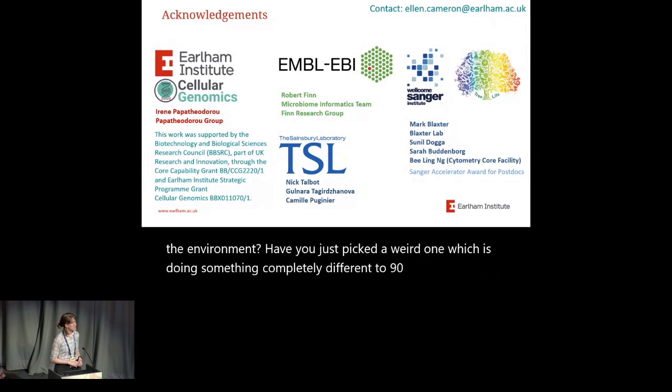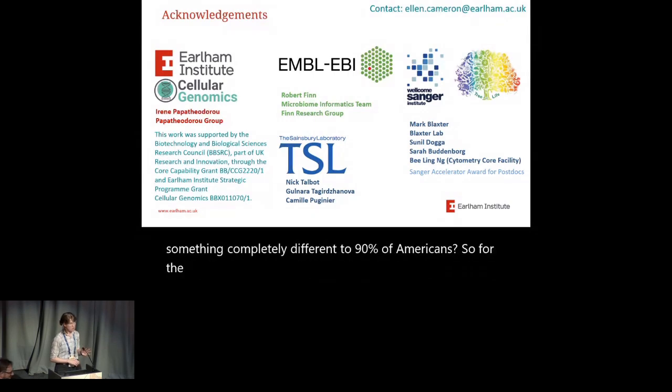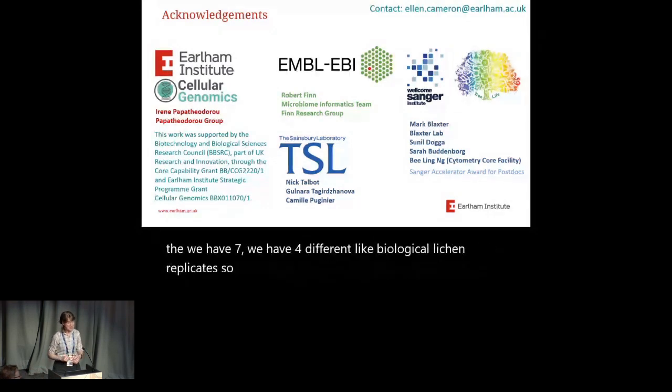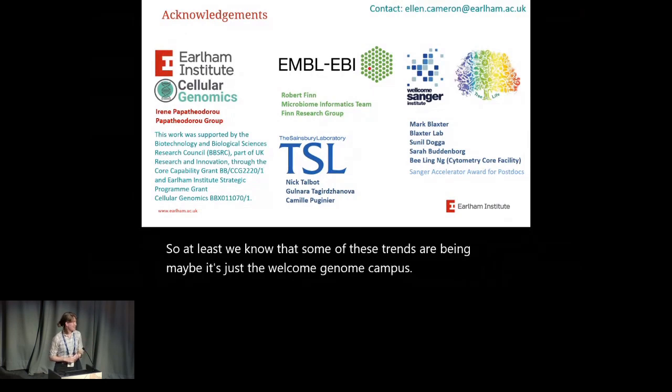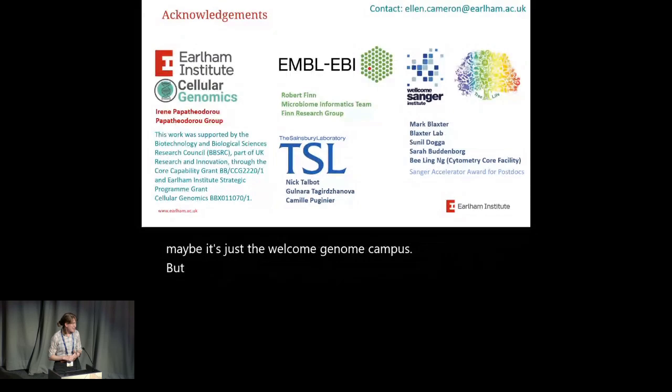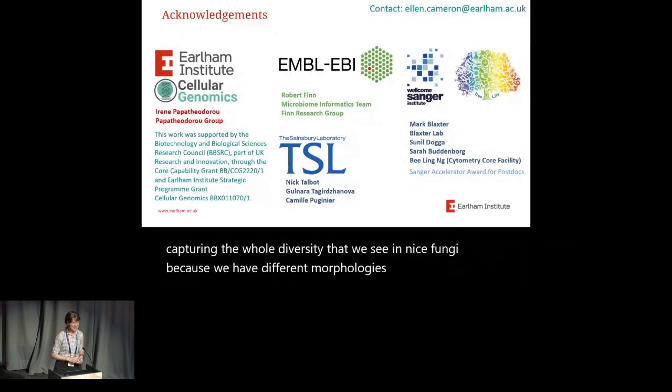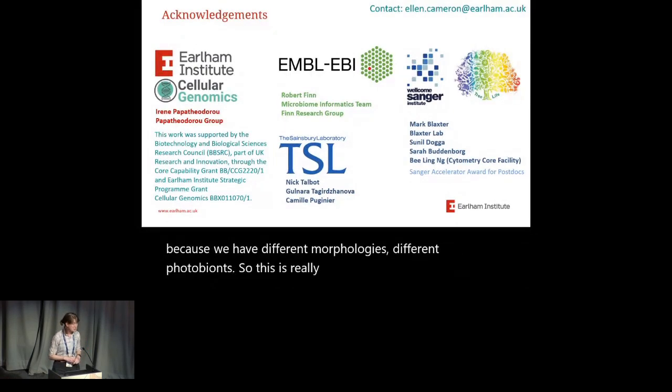So we have 4 different biological lichen replicates, found on different sticks outside of the Sanger Institute. So at least we know that some of these trends hold, though maybe it's just the Wellcome Genome Campus. But obviously, looking at just Xanthoria parietina is not capturing the whole diversity that we see in lichenized fungi, because we have different morphologies, different photobionts. So this is really just starting to scratch the surface, but it's the start.